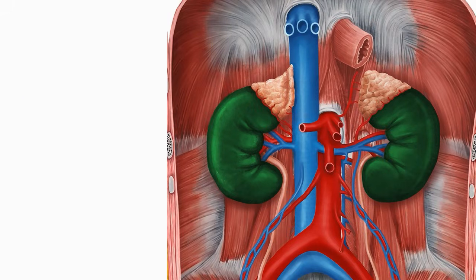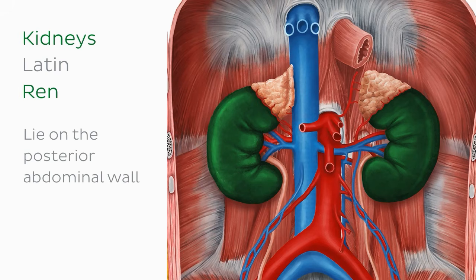Let's turn our attention to some additional retroperitoneal organs, beginning first with the kidneys. As it's not evident in our main image, I'm just going to bring in a coronal section of the abdomen with the kidneys highlighted in green to show them a bit more clearly. And as you can see, they lie directly on the posterior abdominal wall and are covered by peritoneum only anteriorly.